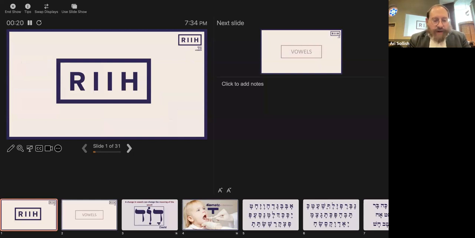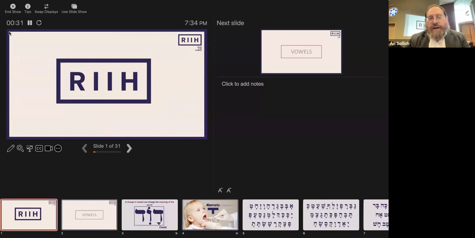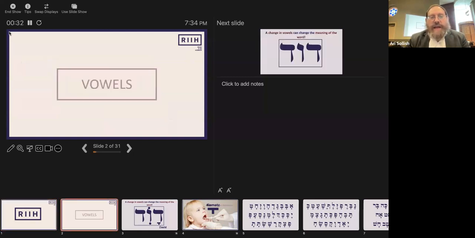Okay, so here's what we're gonna do. We're gonna start with the vowels, and it's going to get awesome. So the system that we're using, of course, is called RIIH, i.e., read it in Hebrew.